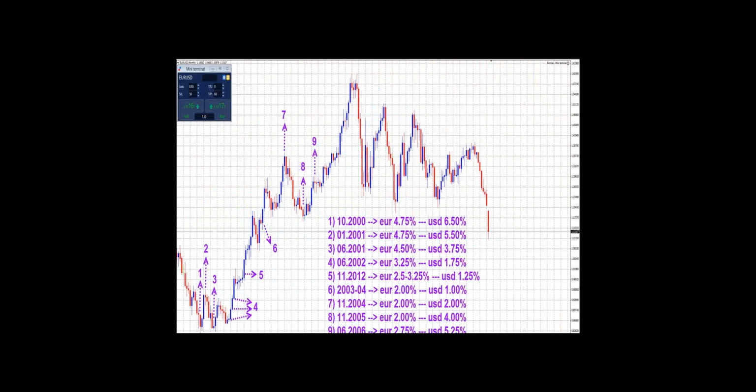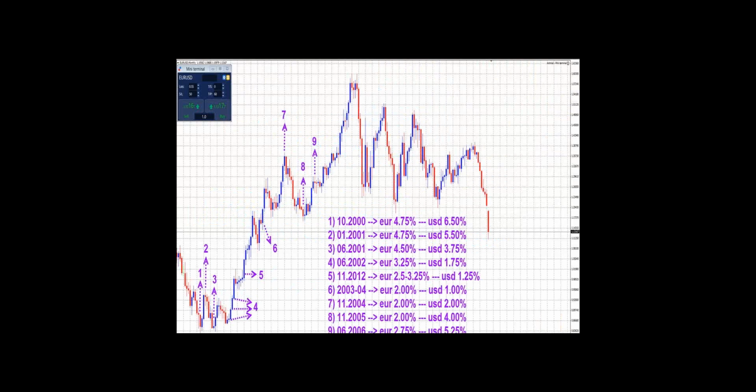And as we go along point by point, you will see a shift in those interest rates and a corresponding point on the chart, showing how price reacted to that interest rate shift. And it's pretty spectacular how that goes, right?